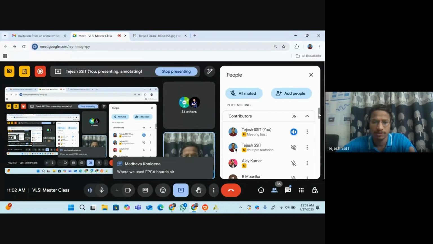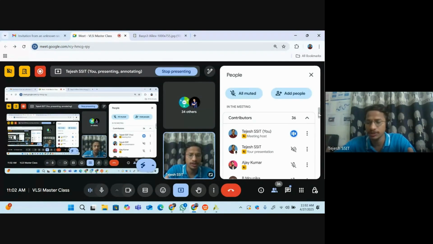Where have we used the FPGA boards, sir? Here we are using the FPGA boards. We can connect them through a cable with your laptops and systems. For the student level, you can use the FPGA boards and connect them like this with a laptop. I will show the demo also, don't worry. In the last 10 minutes, I will show the demo: how we can connect the laptop to the FPGA board. After the Basys 3 components explanation, I will explain how we can dump the code into the FPGA board.